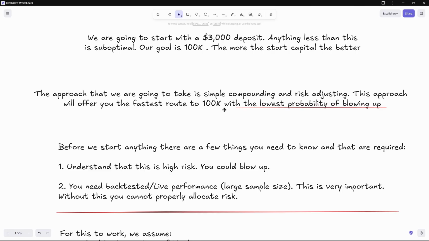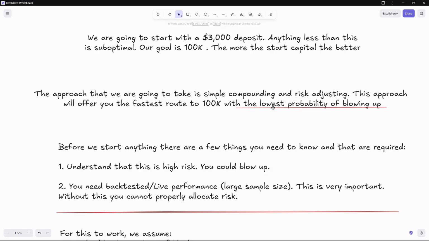This approach will offer you the fastest route to 100k with, and I had to underline this, the lowest probability of blowing up. This is very, very important. A lot of traders, they approach growing accounts and so on, and they completely neglect the probability of blowing up your account, risk of ruin. They ignore that, and risk of ruin is the most important aspect when it comes down to trading. You don't want to neglect this.